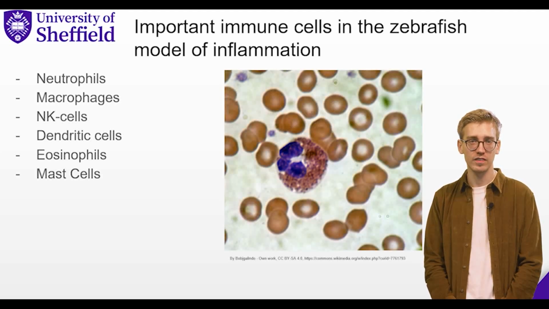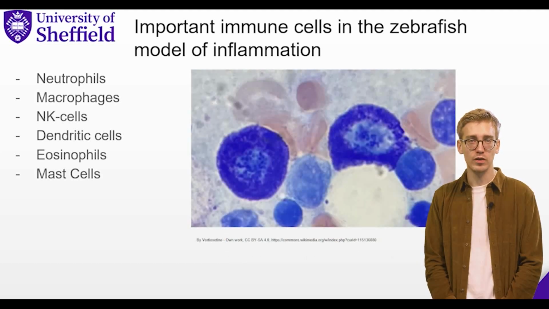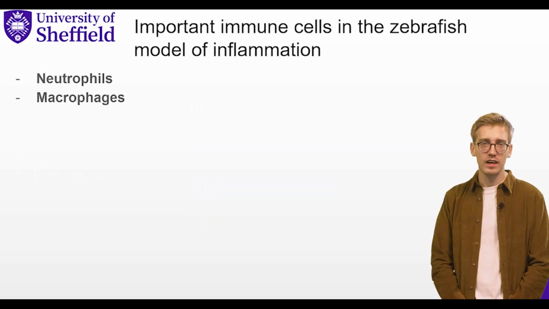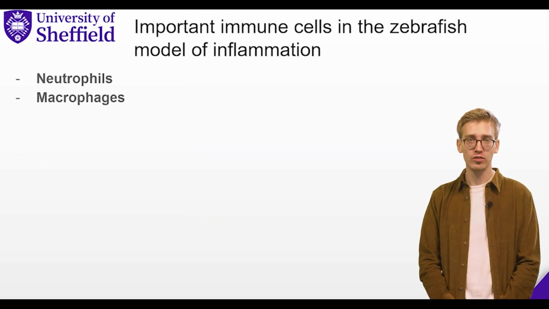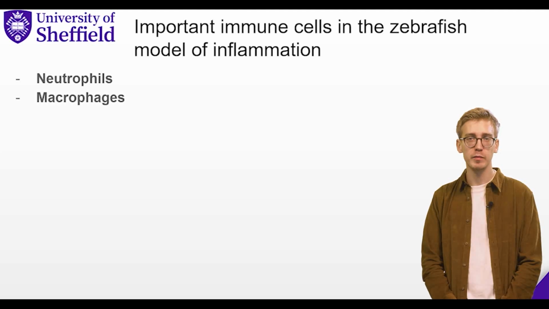Eosinophils are a cell that are employed by the immune system when phagocytosis is not an option and the problem is too big, for instance with parasites. Mast cells are well known for their roles in allergies and anaphylaxis. These cells contain high amounts of histamine, which is why if you are experiencing hay fever, you take antihistamines. I will go on to highlight the roles of neutrophils and macrophages in the inflammatory response in larval zebrafish.